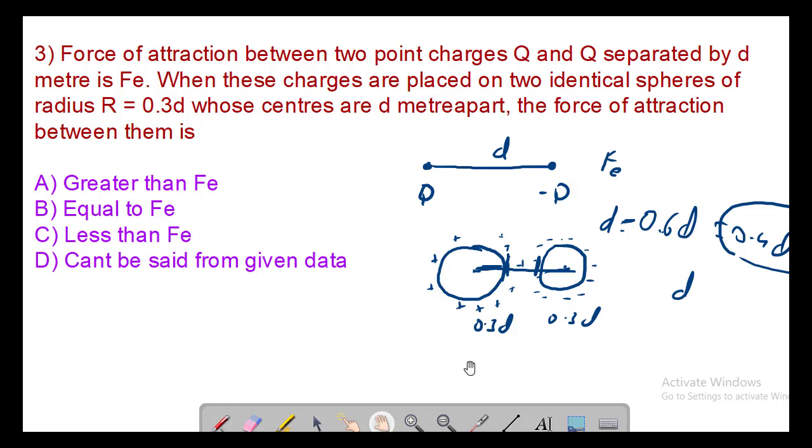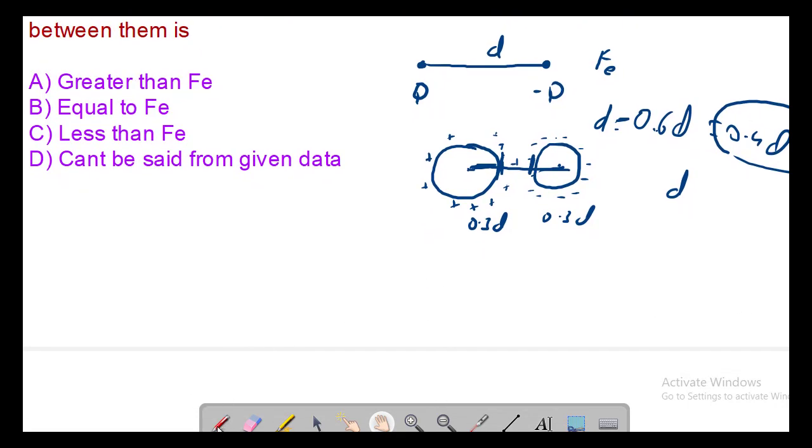So the distance of separation becomes less, and in Coulomb's law F is inversely proportional to the square of the distance. So less d, more attraction or repulsion, whatever it is. In this case it is attraction, so the option we have is that it is greater than Fe.